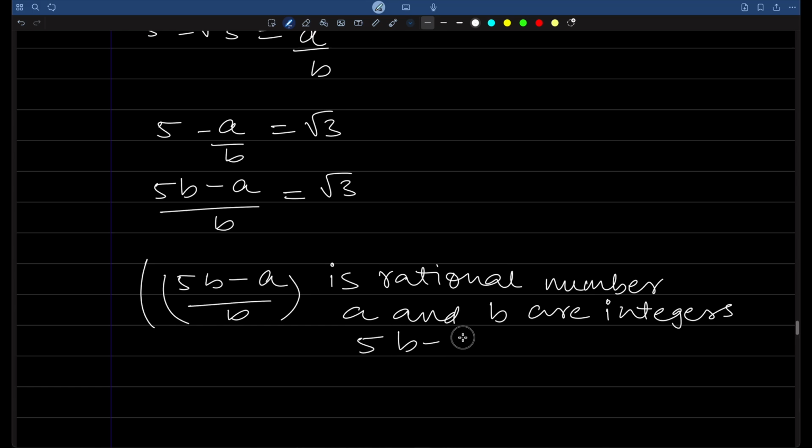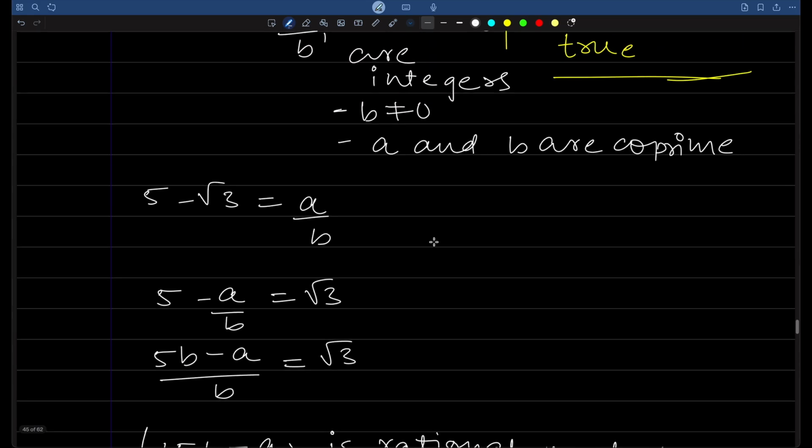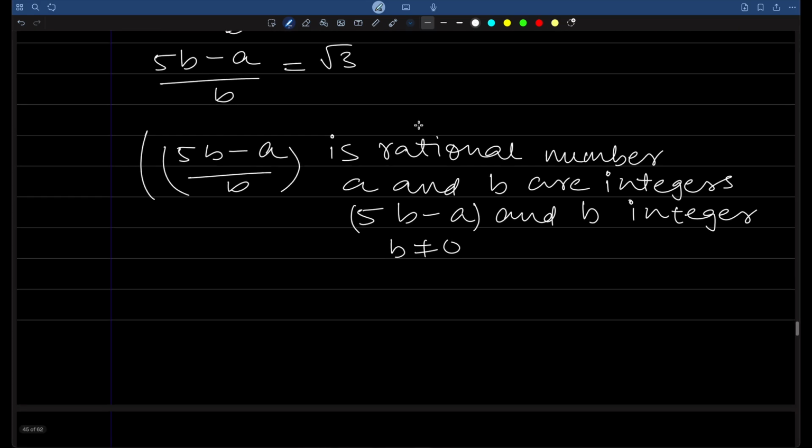That's why 5b minus a and b, that is numerator and denominator, are integers, and we have b not equal to 0. We have assumed that b is not equal to 0. Now because the left hand side is a rational number, we can say that root 3 is also a rational number.